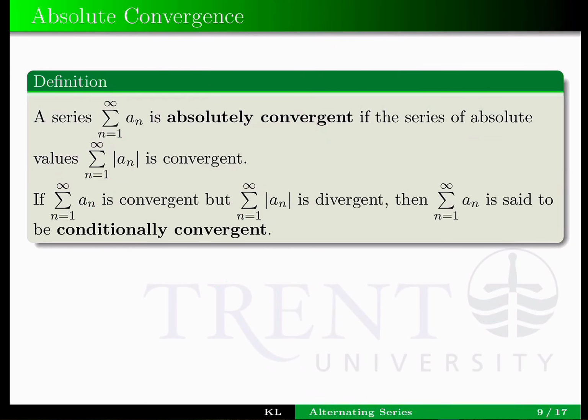Now, suppose the original series is convergent, but if you put the absolute values, it is divergent. Then we say that the original series is conditionally convergent. Again, you have the original series, sum of an, and you know it is convergent. But if you put the absolute values on your terms an, the new series is divergent. Then we just say that the series an is conditionally convergent.